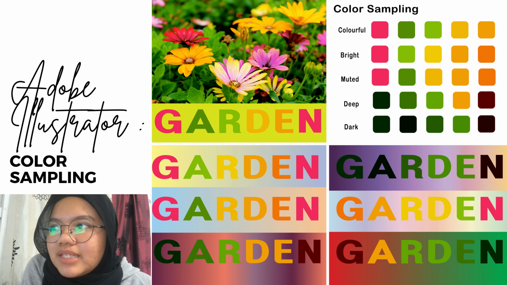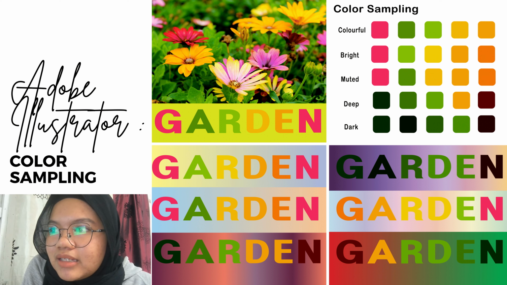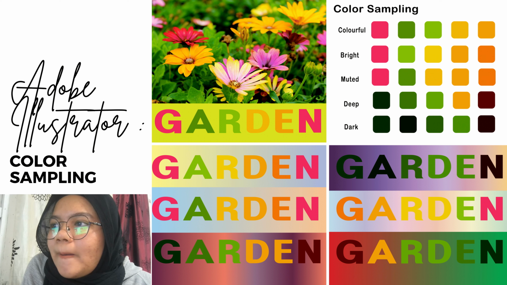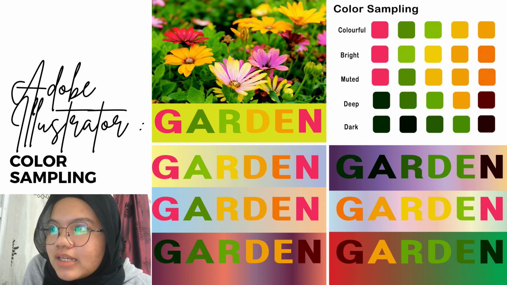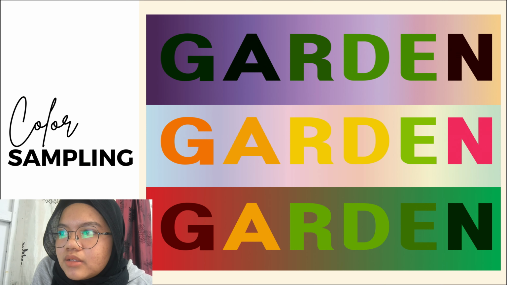Next, on the Adobe Illustrator color sampling, I used the color sampling for a picture of flowers that Ms. Bakriza sent us. We did colorful, bright, muted, deep, and dark sampling. This is the color sampling that I chose to post on the Padlet.